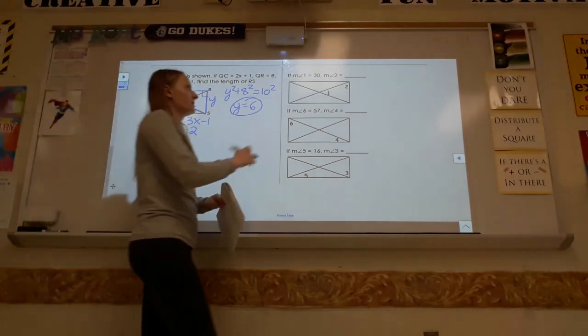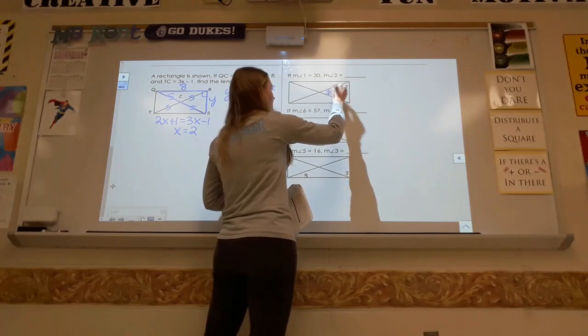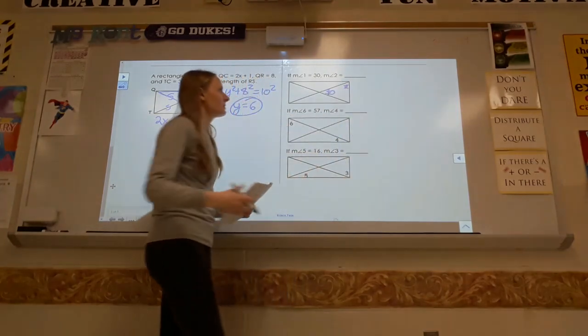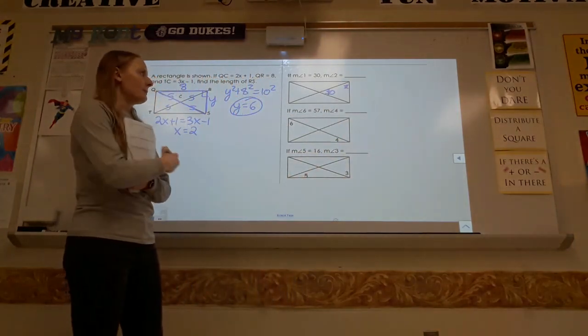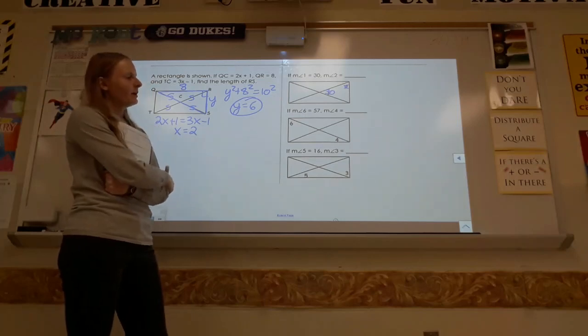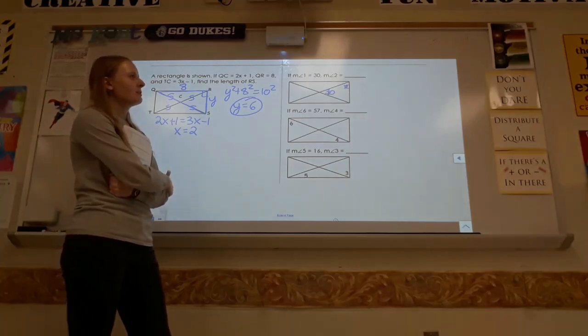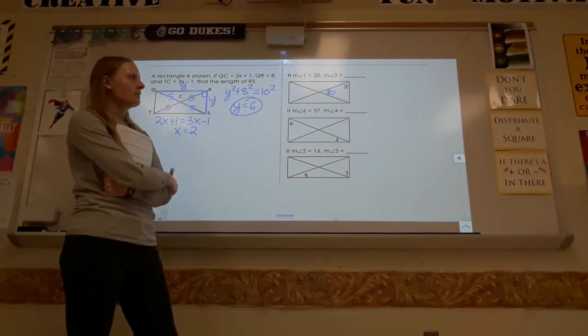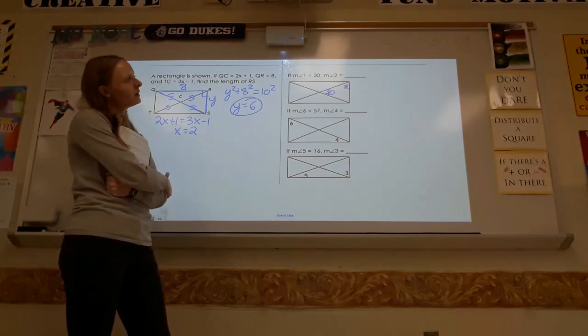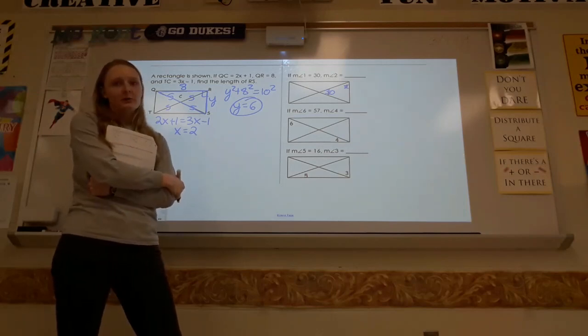Right, now over to this one. So I know that angle 1 is 30, and I'm trying to find angle 2. I'm just going to call that x, so it's not confusing. All right, so again, I don't really have any properties of a rectangle that help me out. I don't have opposite angles. I don't have consecutive angles. Those are really the only two things I know about angles.